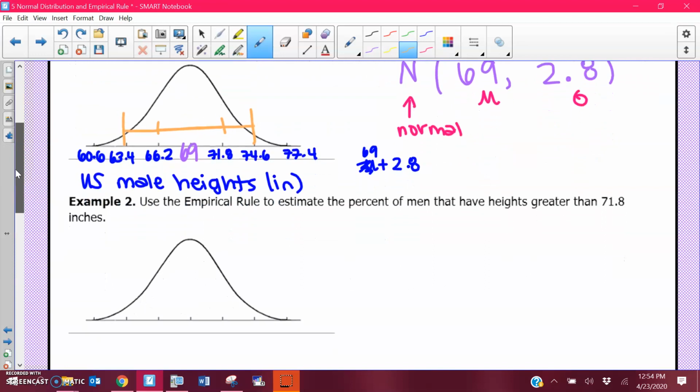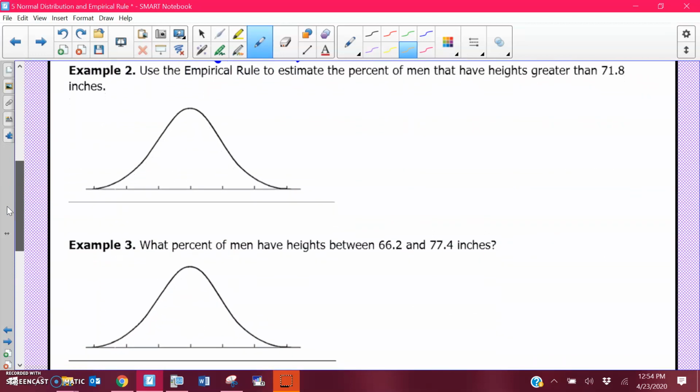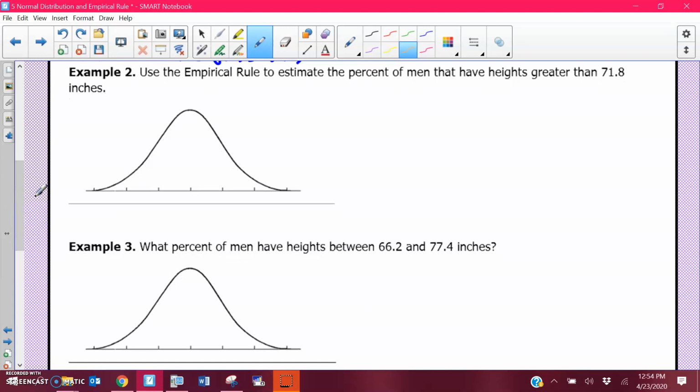We have the same distribution. All of you are going to use the same distribution. So we're going to use the empirical rule to estimate the percent of men that have heights greater than 71.8 inches. So again, we still have that mean height of 69.